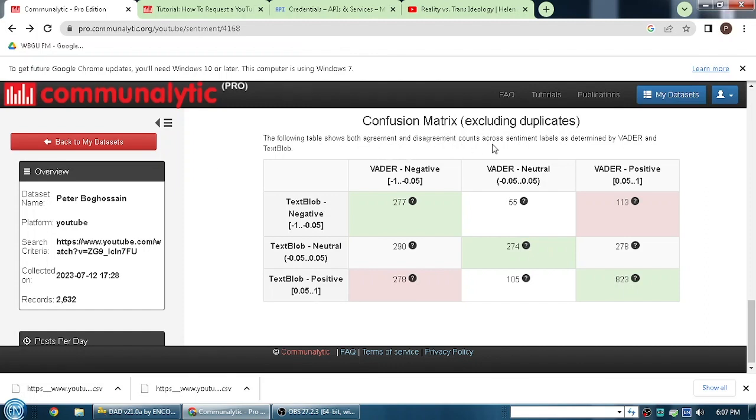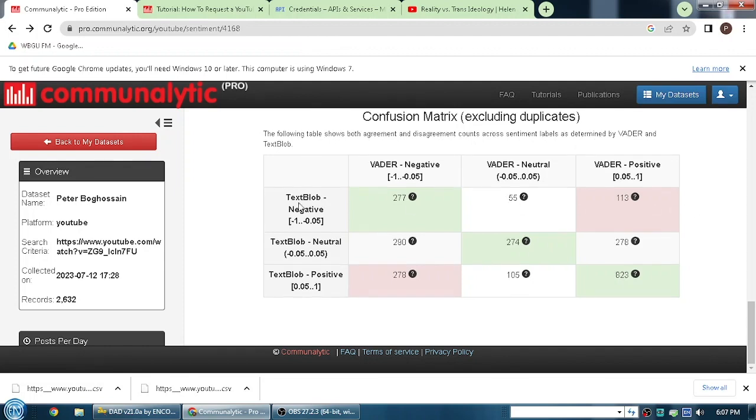Both agreement and disagreement counts across sentiment labels. So this is where the overlaps are. That's cool.